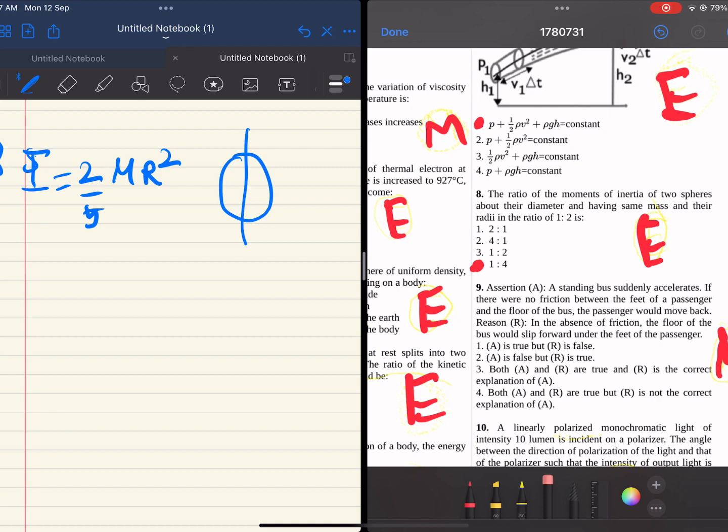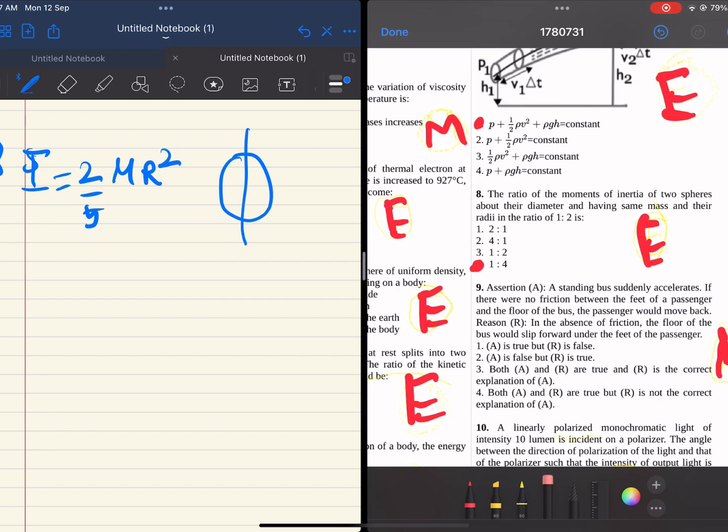A standing bus suddenly accelerates. If there were no friction between the feet of the passenger and the floor of the bus, the passenger would move back. Why is this so? This is because of the law of inertia, because the standing bus suddenly accelerates. You can also think of it in the case of a pseudo force.